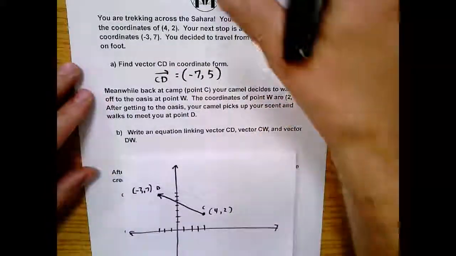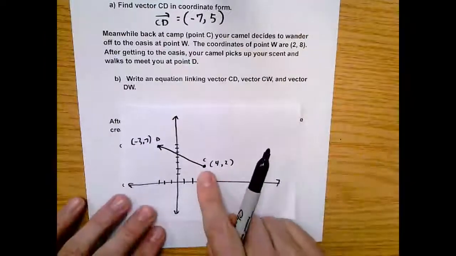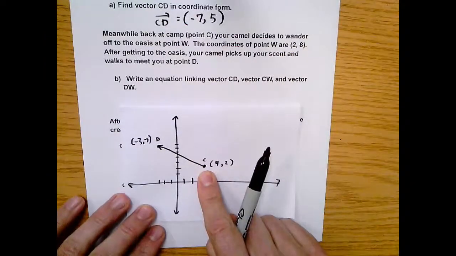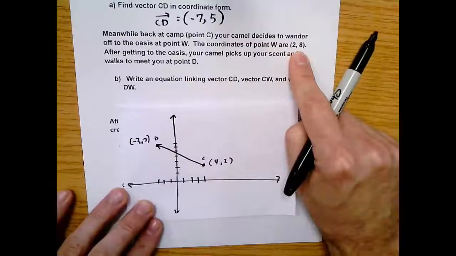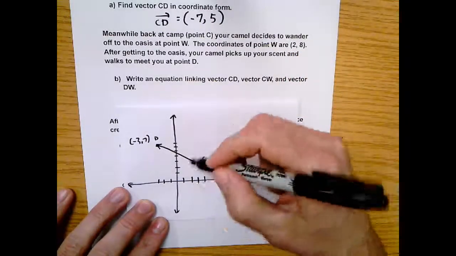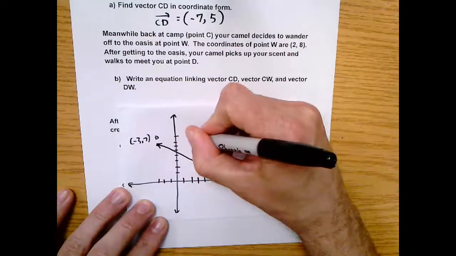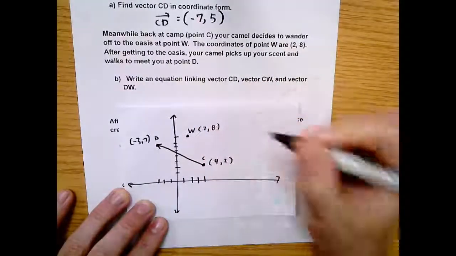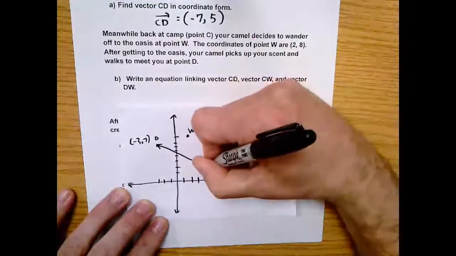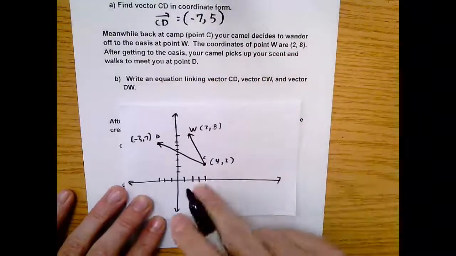Let's keep going. It says, meanwhile, back at camp at point C, so now we're back at point C, it says my camel has decided to wander off to an oasis at point W, okay? And it says, okay, W is at point 2, 8, no problem. So let's go and draw that. So I go over 2 and then up 8, 1, 2, 3, 4, 5, 6, 7, I went up 8. All right, so here's point W, and W is at 2, 8. So my camel was here at C, and then it walked up to 2, 8. Okay, we're just kind of drawing the story here.